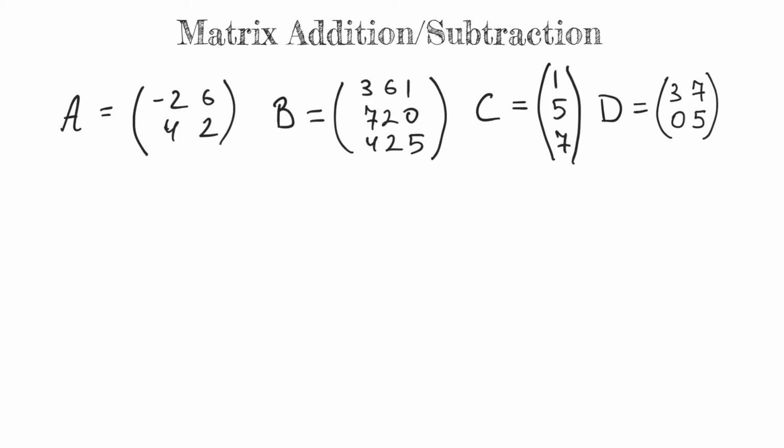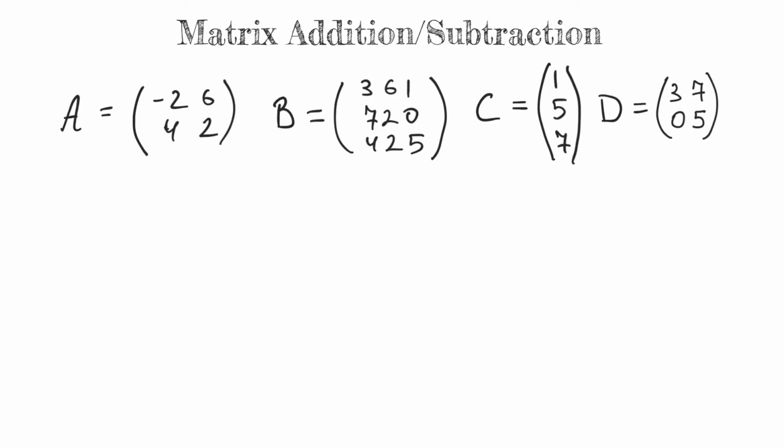In this video, we'll take a look at matrix addition and subtraction. Here we have four matrices, A, B, C, and D. One of them is not like the others, and I think you can guess that it's matrix C, since matrices A, B, and D all have an equivalent amount of rows and columns.